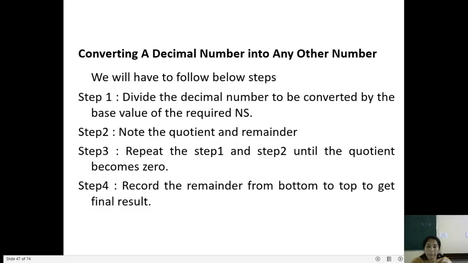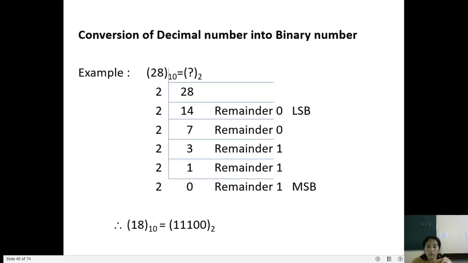While keeping the values, you should record the remainders from bottom to top, meaning from down to top, to get the final result. This is one of the examples. So 28 is a decimal number. If you want to convert it into binary, what do you do?